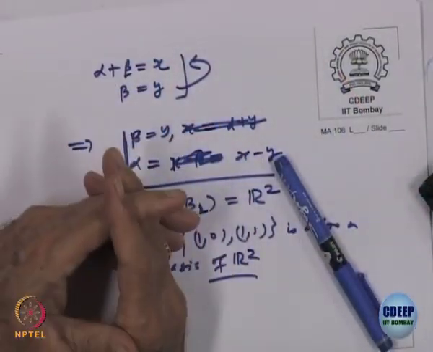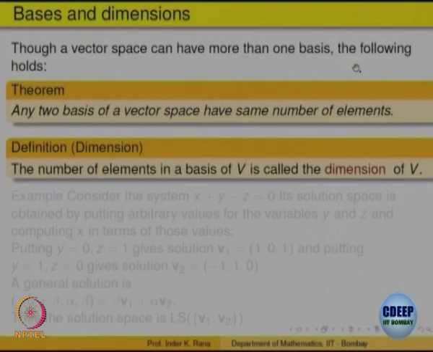So, in R2, different bases are possible, but the number of elements is the same, that is 2. So, you will say the dimension of R2 as a vector space is 2. So, we can define it for anything now. V is a subset of Rn, which is a vector space. In any vector space, the unique number, that is the number of elements in the basis, is called the dimension of the vector space, right.